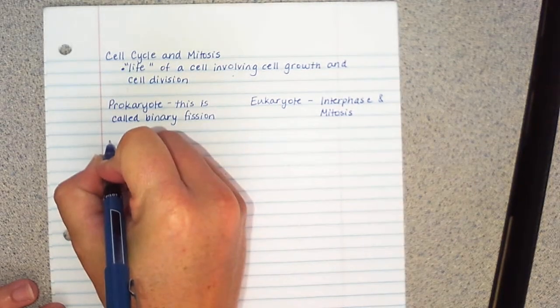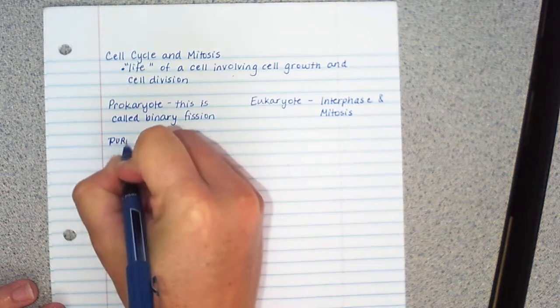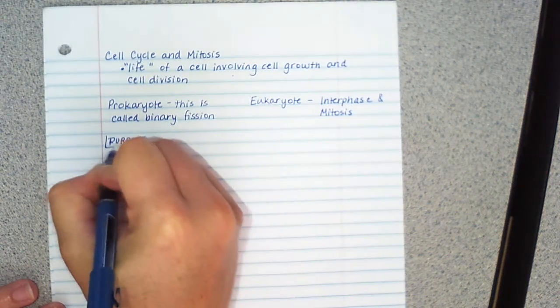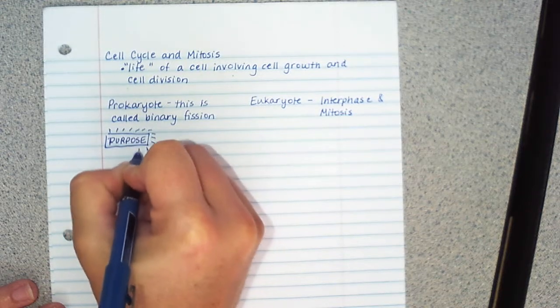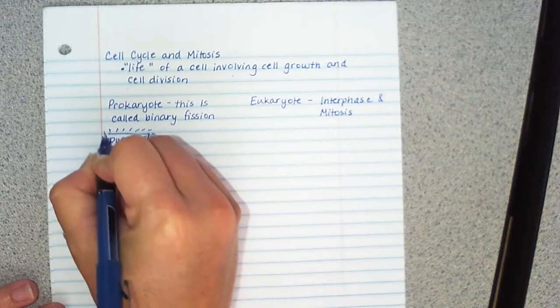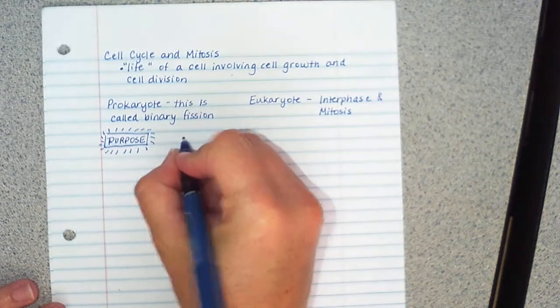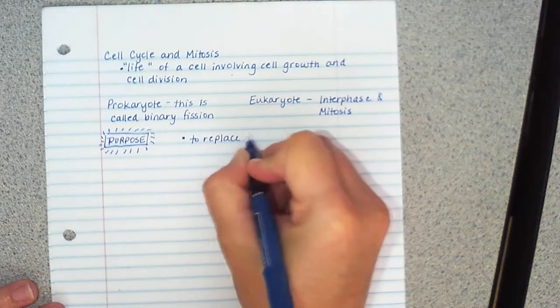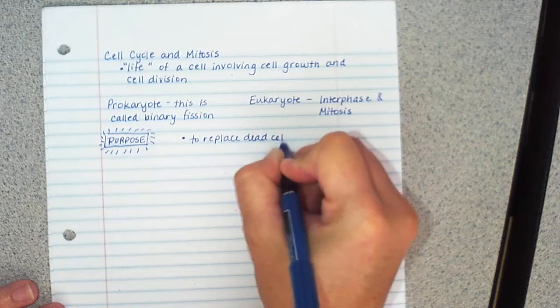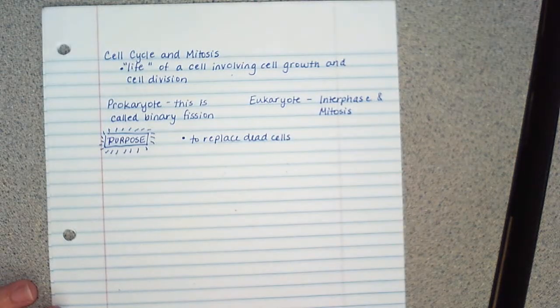So let's talk about something really important, and I'm going to kind of box this off because this is an important thing to know: what is the purpose of mitosis? Why do organisms do it? So there's a couple of things. The first thing is they are trying to replace dead cells. A great example of this is your skin. Every day we slough off thousands and thousands of skin cells, and obviously we need to replace those, and we do that through this process called mitosis.